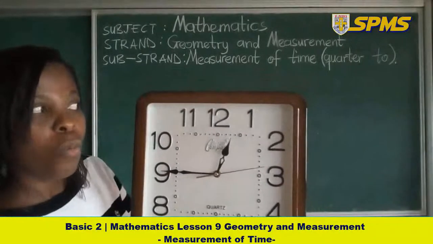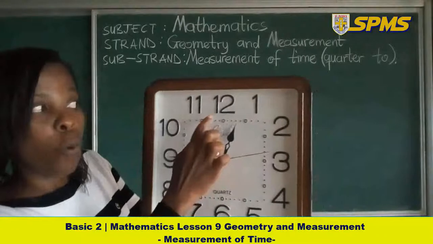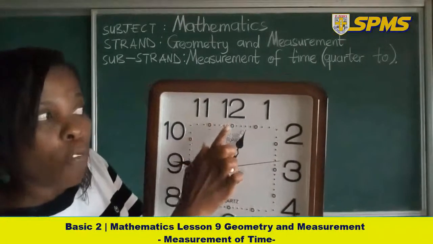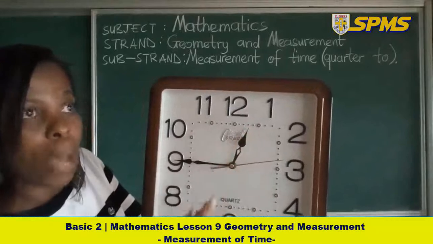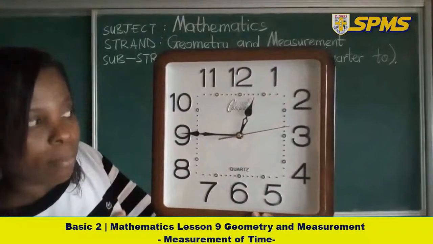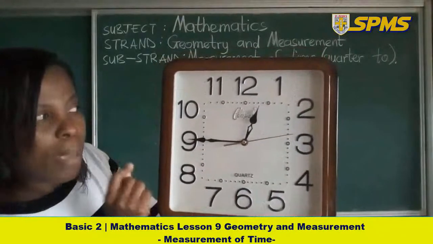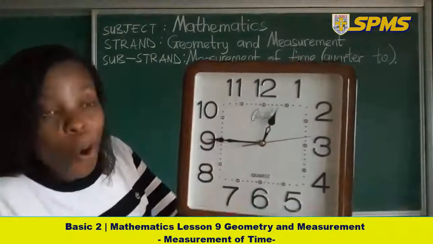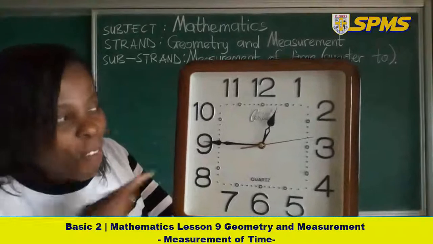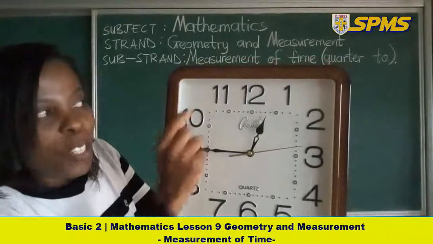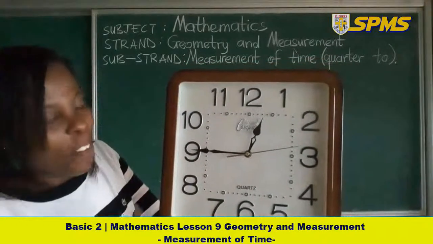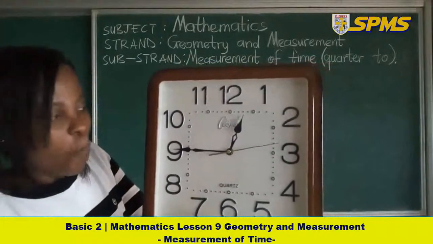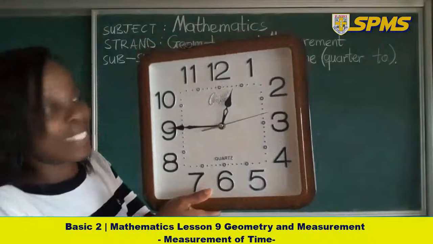Quarter to no longer 12 because the hour hand is moving gradually from 12 to a different number. What's the next number after 12? 1. So the time is quarter to 1 or 15 minutes to 1. Hope you are getting what you are doing.